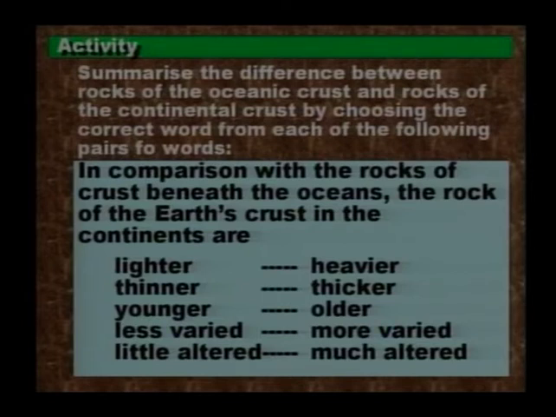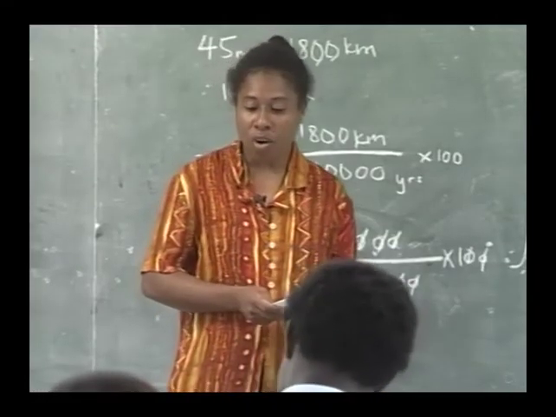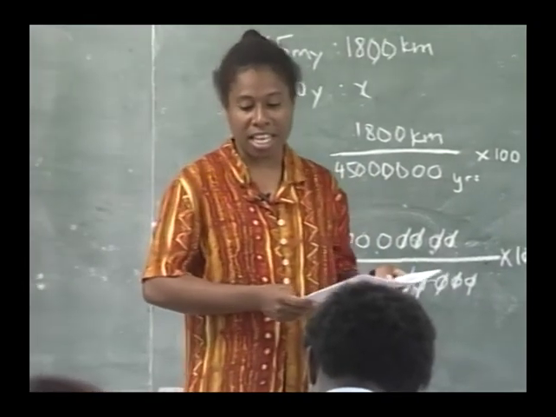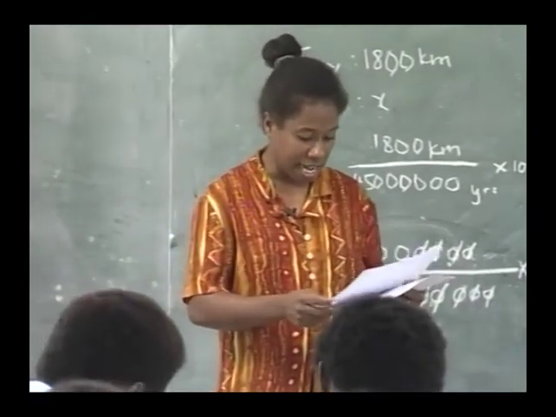We'll start from the front and we'll go around for the answer for that particular activity. Caleb, in comparison with the rocks of the crust beneath the ocean, the rock of the Earth's crust in the continents are lighter or heavier? Lighter. Stand up. Lighter. Okay, Caleb reckons that the rock of the Earth's crust in the continents are lighter.